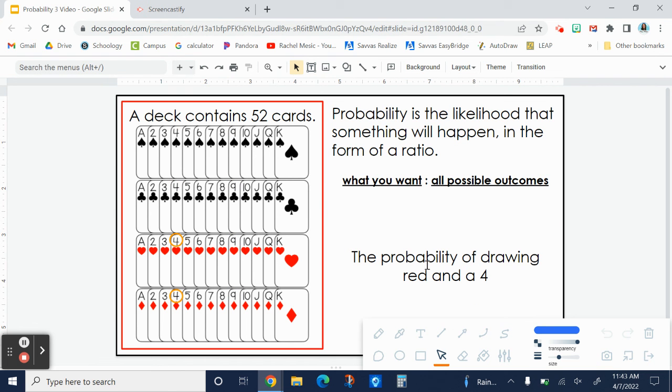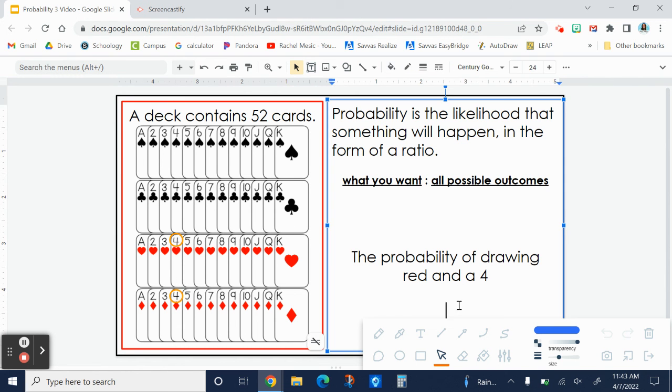Lastly, what is the probability of drawing a red and a 4? So when it says and, it has to meet both pieces of criteria. It has to be a red card and it also has to be a 4. There are only 2 cards that are both a red and a 4. So that would be 2 out of 52.